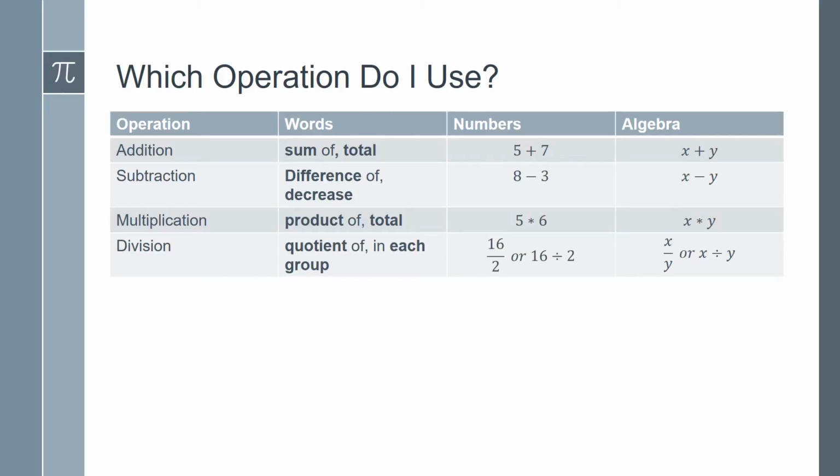Product of and total both indicate multiplication, so we might see 5 times 6 or x times y. Notice that we use a star rather than the x for multiplication so that we don't get it confused with the variables. For division, we might see quotient of or in each group. You might see 16 over 2 or 16 divided by 2, or you might see x over y or x divided by y.